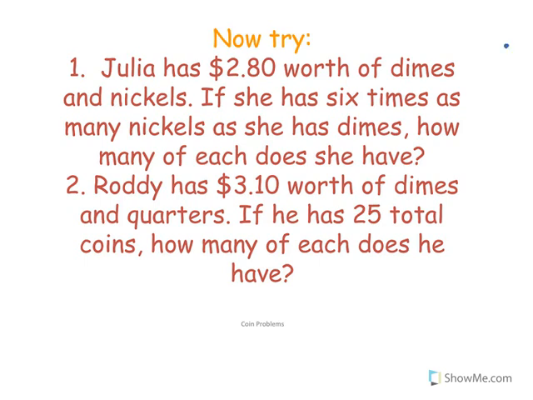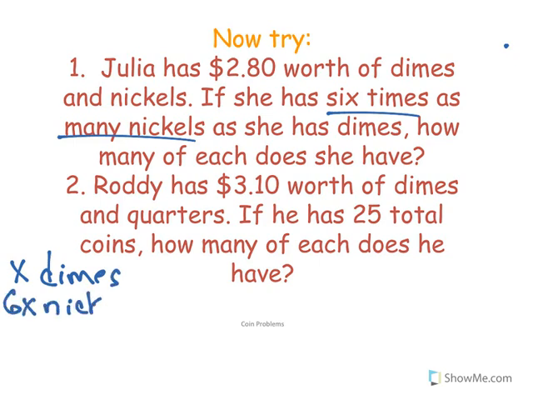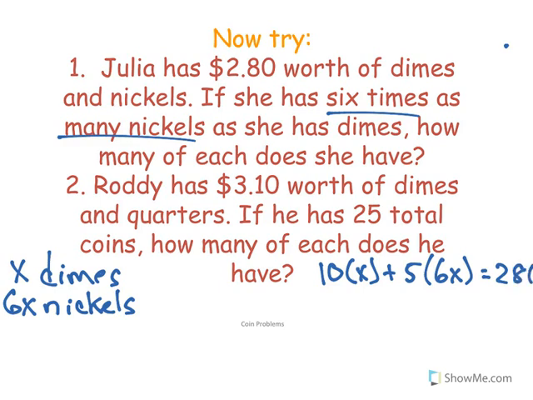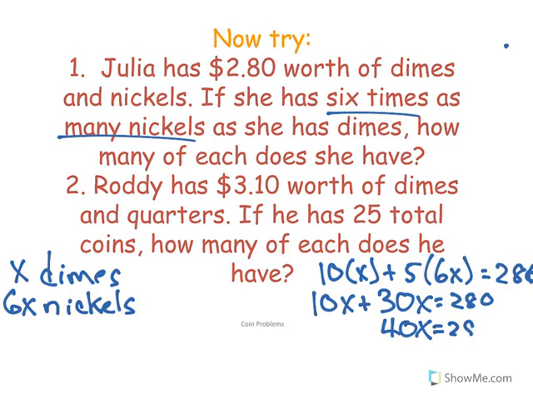So Julia's got 280 worth of dimes and nickels, 6 times as many nickels. Great. So I'm going to say she's got X dimes. She's got 6 times as many nickels. She has 6X nickels. So each of her X dimes is worth 10 cents. Each of her 6X nickels is worth 5 cents. And altogether, she's got 280 cents. Again, I do this in terms of cents instead of in terms of dollars. So I've got 10X plus 5 times 6X is 30X equals 280. So that's 40X equals 280. So X is 7.